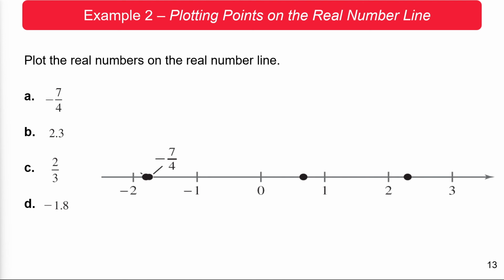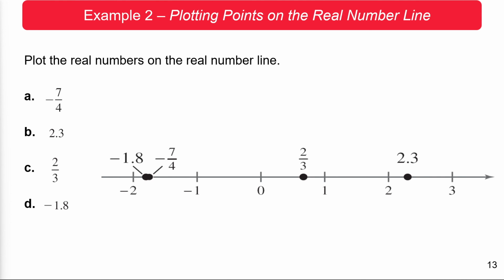The second number that we have is 2.3, and it will be between 2 and 3, and as you can see it will be here. The third number that we have is 2 over 3, and it will be equal to 0.66, and we can see it will be between 0 and 1, so it will be here. The last number that we have is negative 1.8, and it will be next to negative 1.75.